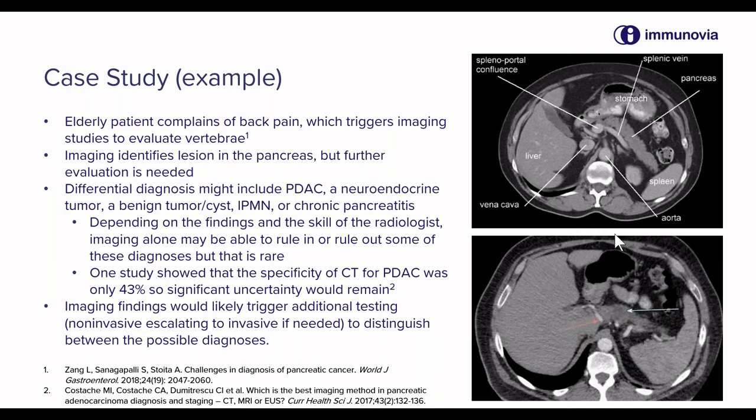They could be a neuroendocrine tumor. They could be a benign tumor or cyst in IPMN, or an intraductal papillary mucinous neoplasm, or they could represent chronic pancreatitis. Now, depending on the findings within the CT scan and actually the skill of the radiologist in interpreting them, you may be able to rule out some of these possibilities, but it's very unlikely that you will lead to a specific diagnosis. As a matter of fact, one study has shown that the specificity of CT scan for pancreatic cancer was only 43%.